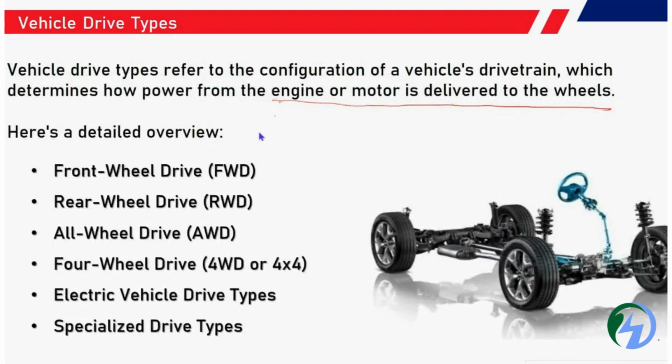In vehicles, we sometimes see 4x4, which means four wheel drive. 4WD is also the same as 4x4, and in some vehicles you are able to see it as 2x4, which means only the front wheels have the access. So we should understand how this drive system works to deliver power from the engine or motor to the wheels.